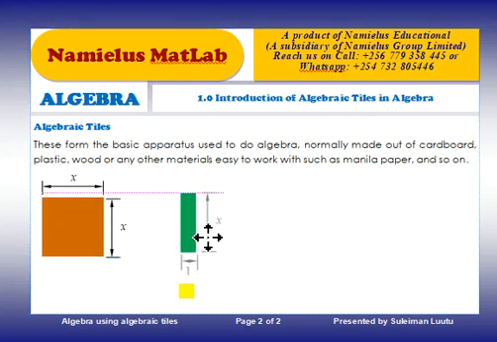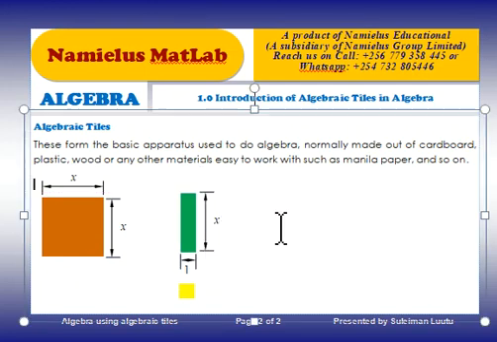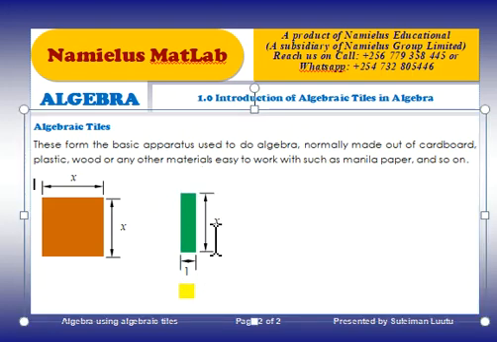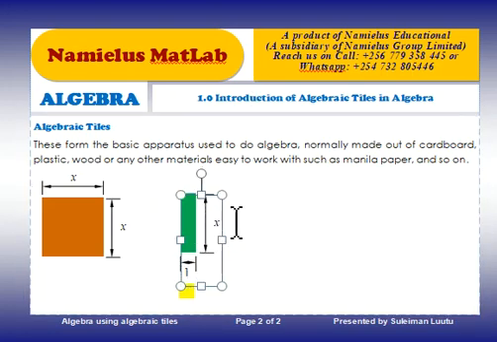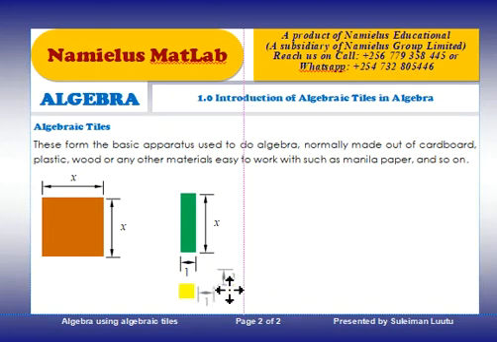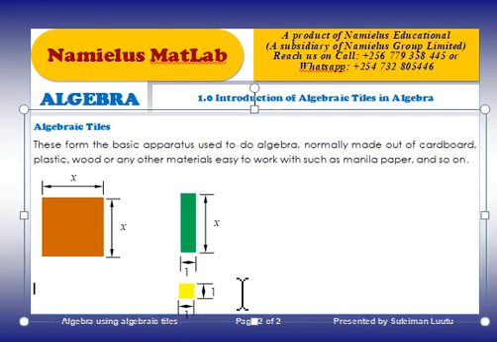Then the next tile, the green tile, has a dimension of x by 1. So in this, the length is x and the width is 1. And then the final tile has length 1 by 1. That means it is also a square. The tile 1 by 1 is a square, the tile x by 1 is a rectangle, and the tile x by x is a square.